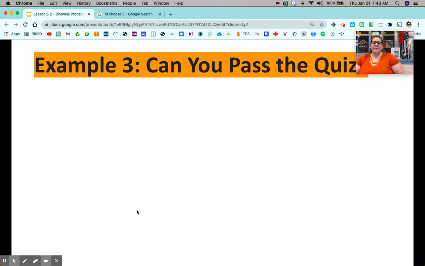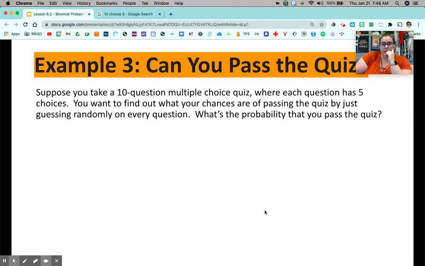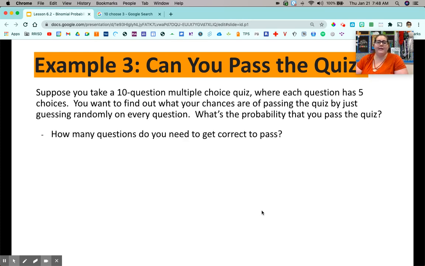Okay. So let's look at one more example, and I'm going to show you another way or another shortcut that we have besides using the calculator. So this will be good for those of you that maybe don't have a calculator or just want a different way of doing it. So suppose we take a 10-question multiple choice quiz where each question has 5 choices. You want to find out what your chances are of passing the quiz by just guessing randomly on every question. What is the probability that you pass?